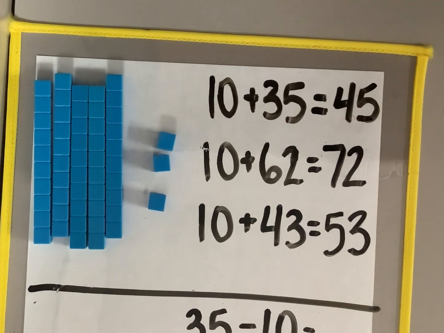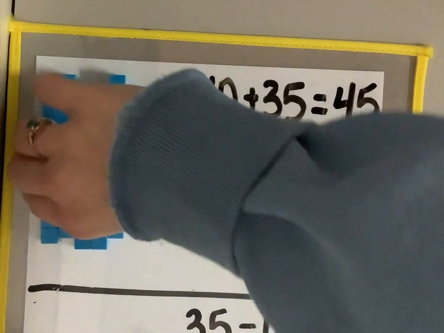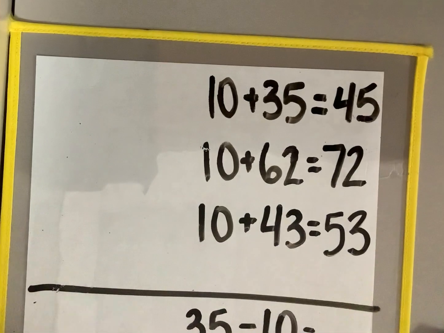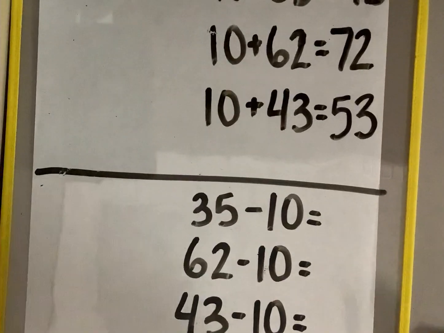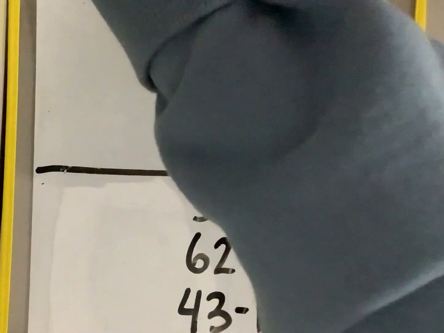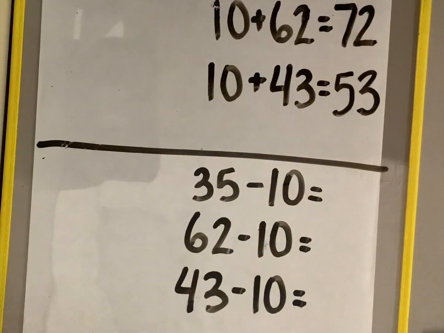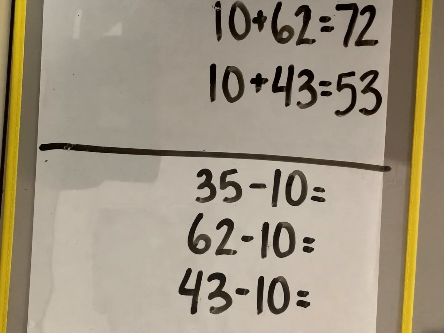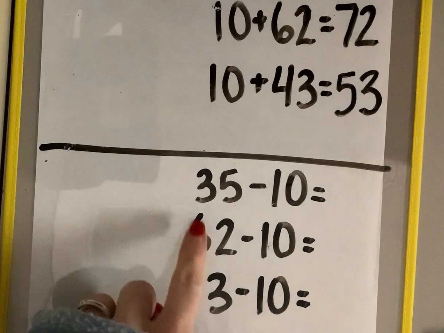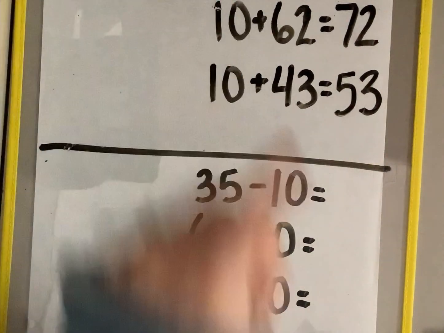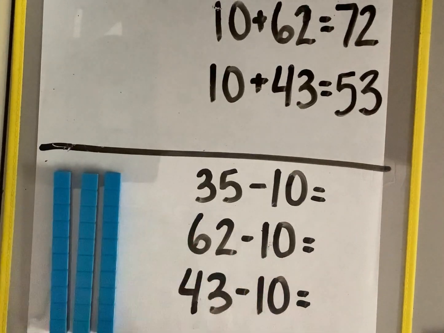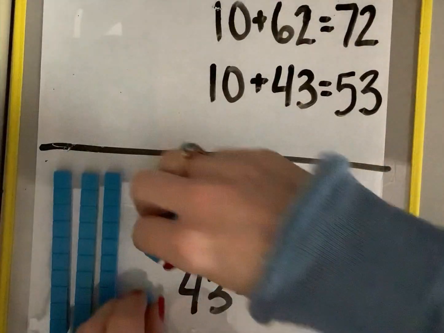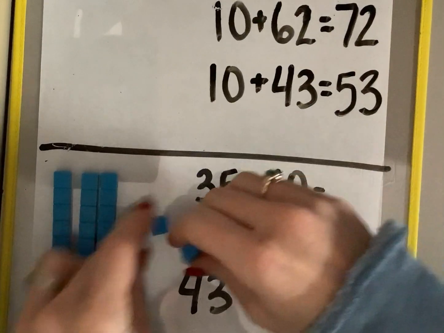Now, if you're subtracting, it's just the opposite. Let's see. What do you think is going to happen to the number in the tens place if we're subtracting 10 from a number? Let's look at it. The first one is 35. We just did that one during the addition. We're just subtracting now. So for 35, I have my 3 groups of 10, and I have my 5 ones.